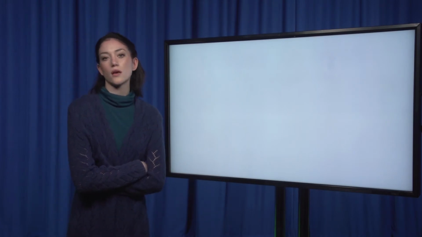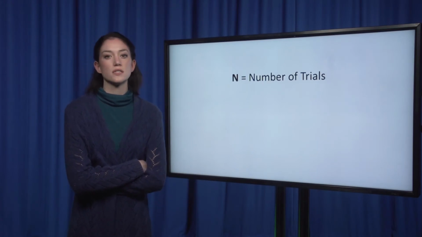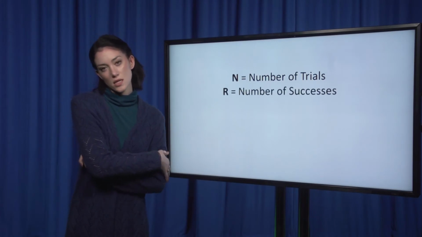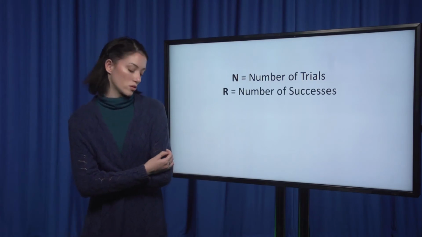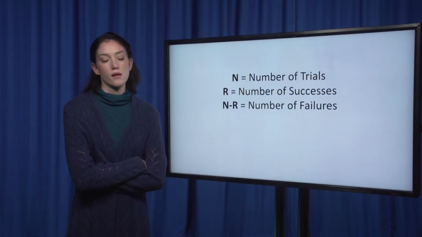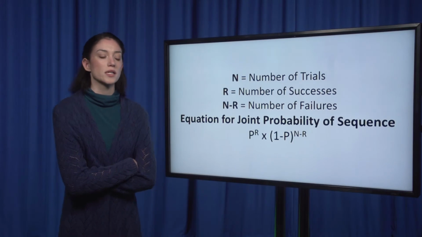We can compute the probability for any specific sequence. So let's say the number of trials in a sequence can be symbolized by the letter N, and the number of successes in those trials is called R, and the number of failures is N minus R. To figure out the probability of any sequence, you can use the formula displayed on the screen.